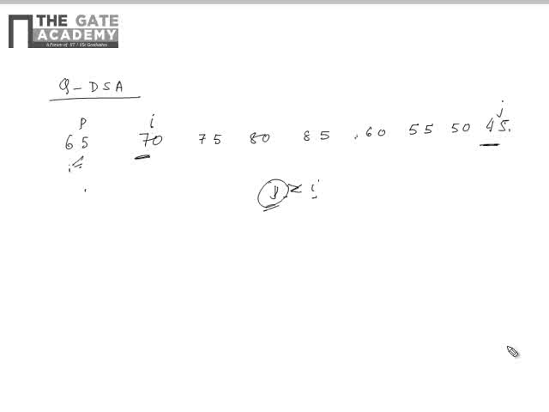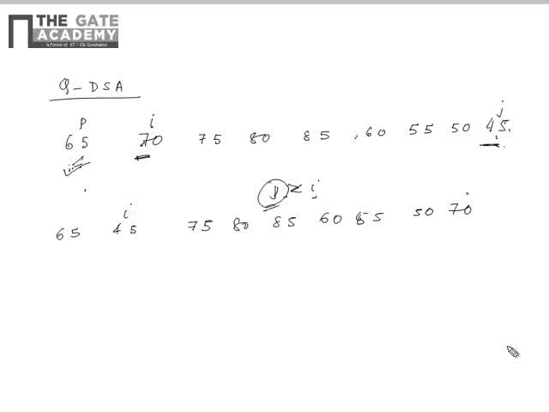Now this should be smaller, right, but this is greater than the pivot, and this one is smaller than the pivot element, so the first option violates. So we have to check whether a of I is less than a of j. No, it is not less than, so we will swap these two, and the array will become 45, 75, 80, 85, 60, 55, 50 and 70.